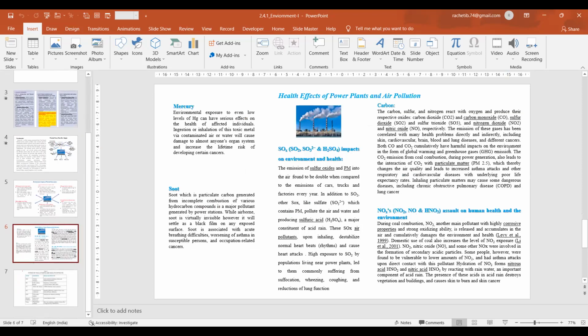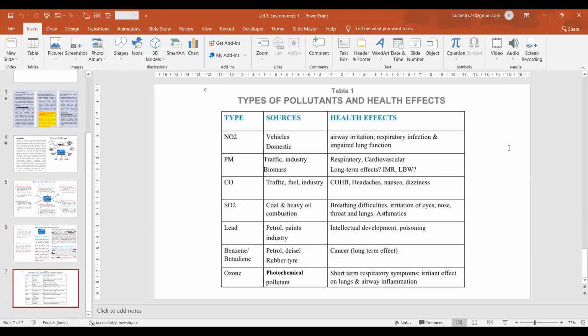Then we have seen the health effects of these power plants and air pollution, summarized in one of the standard tables I have obtained, a general table, and from that you can write a short note on health effects of thermal power plant emissions. So this was a brief on the environmental aspects, the first part.